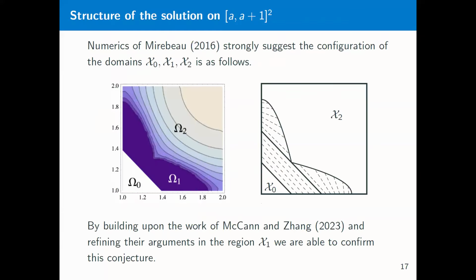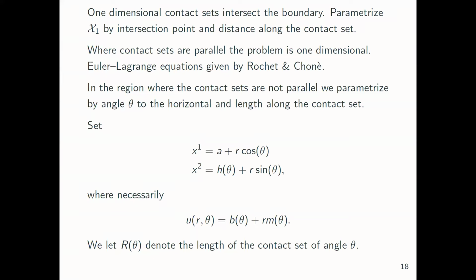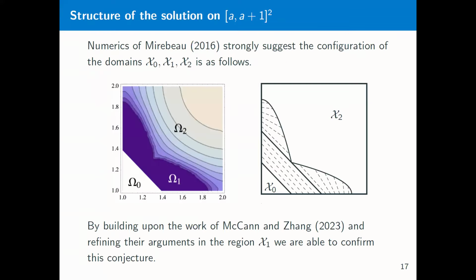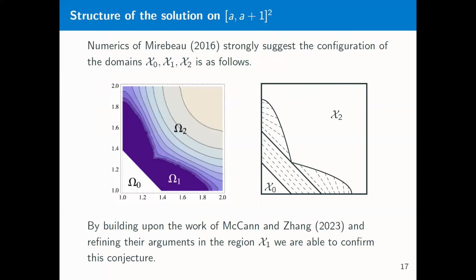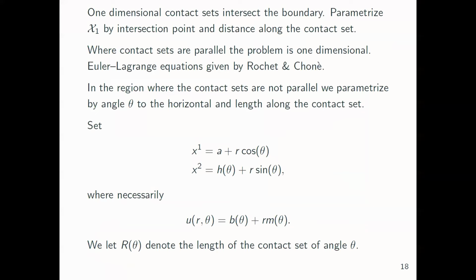So we're going to take a look at, for example, those contact sets that hit the left boundary and which are not in a region where the contact sets are parallel. So we're going to parameterize by the angle it makes with the horizontal, sorry, and the length along that particular contact set. So we introduce these as new coordinates. And our key assumption that U is affine along these line segments means we can write U in this way. And we're going to let capital R of theta denote the length of the contact set that makes angle theta.